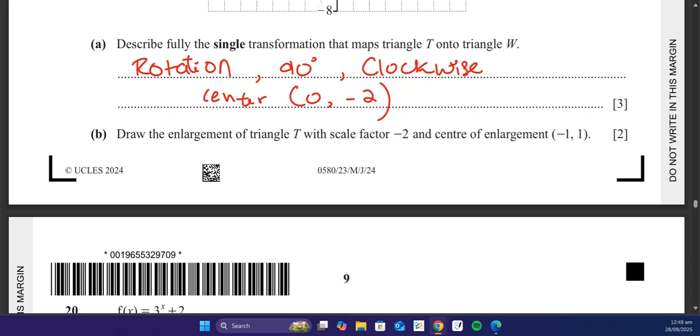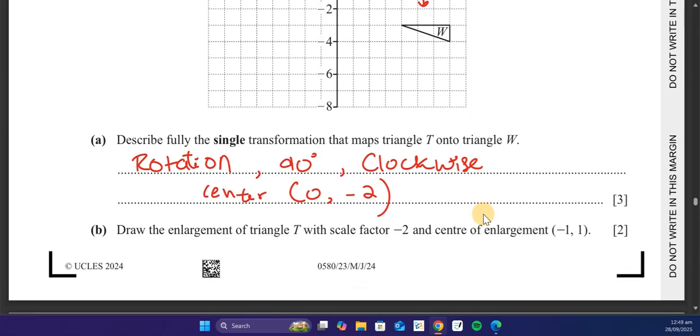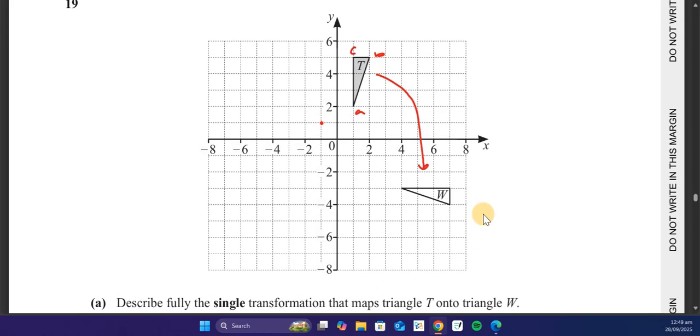Okay, now we need to draw the enlargement of triangle T with a scale factor of minus 2 and the center of enlargement minus 1 comma 1. So where is minus 1 comma 1? Minus 1 comma 1 is over here.